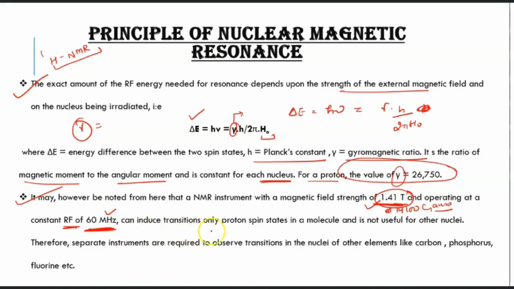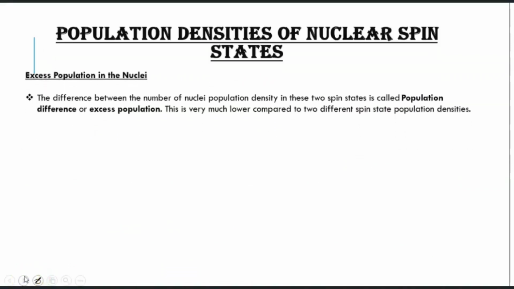ठीक है, and it can induce transitions only in the proton spin state in a molecule and is not useful for the other nuclei. मतलब कहने का मतलब क्या है कि एक particular molecule में जो transition हो रही होंगी वो प्रोटॉन के nuclei में ही हो रही होंगी, कार्बन के nuclei की बात नहीं करेगा वो वहां पे, since we are talking about proton NMR only, right? So therefore separate instruments are required for observing transitions in such elements like carbon, phosphorus, fluorine. तो उसके लिए separate instrument आते हैं आपके पास.